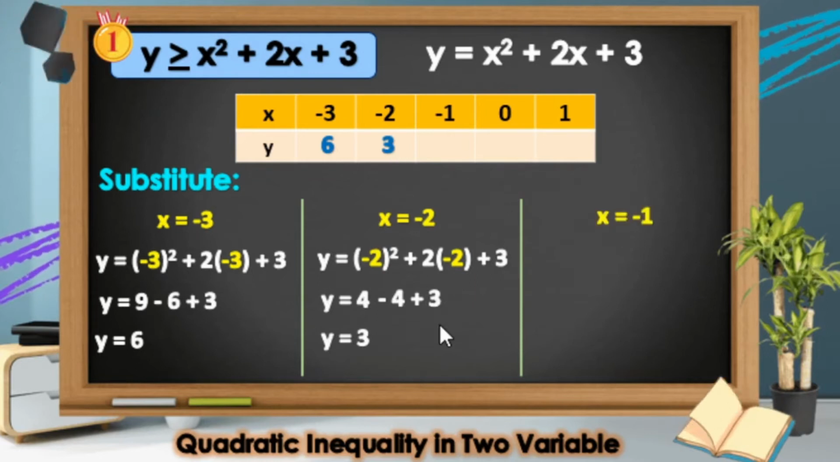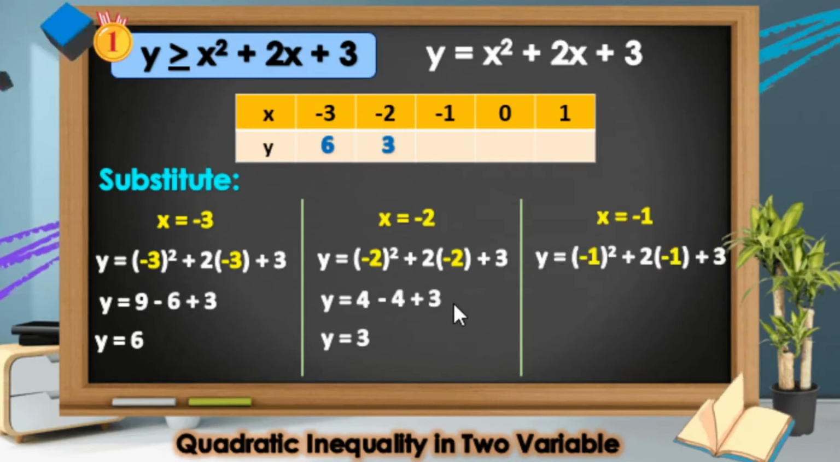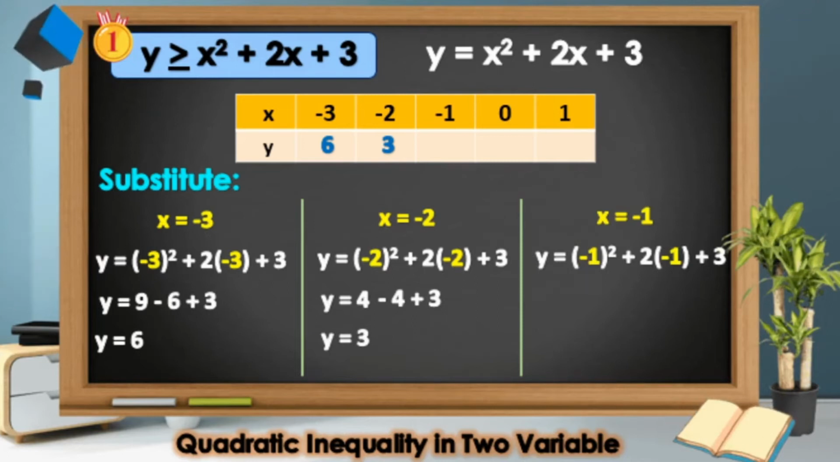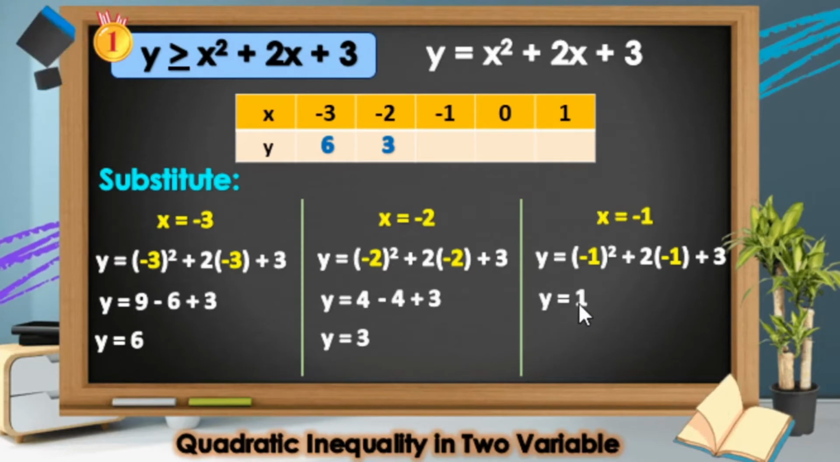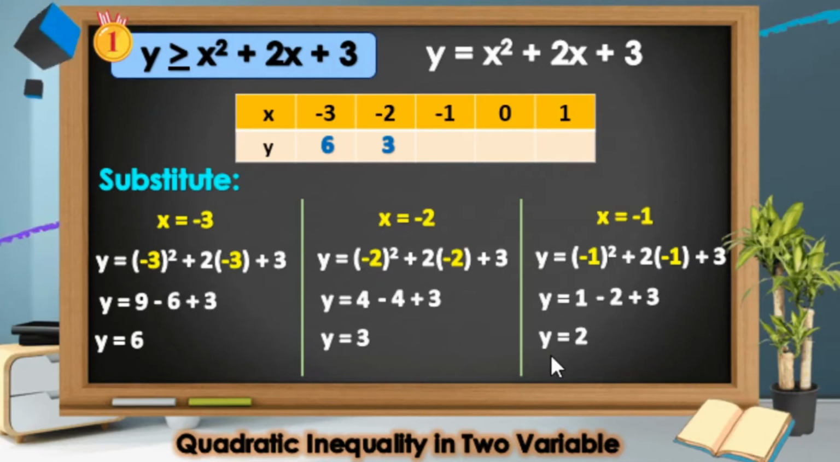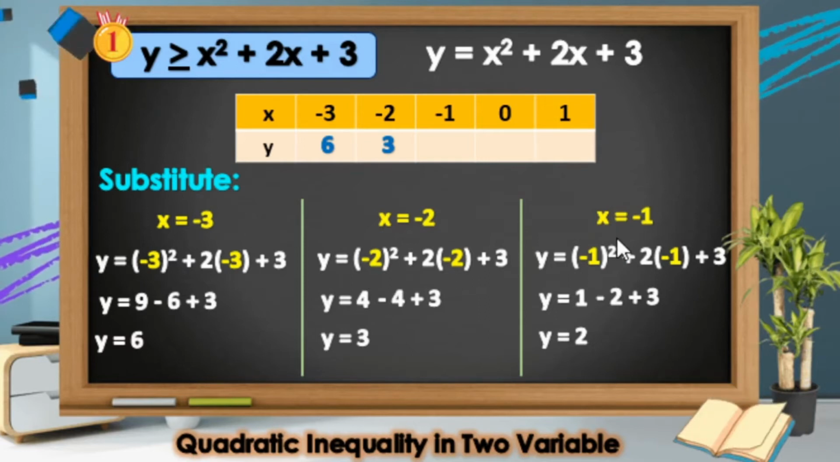Next, negative 1. So, substitute natin si negative 1 sa ating x. So, we will have y is equal to negative 1 squared plus 2 times negative 1 plus 3. Simplify. So, negative 1 squared is 1. 2 times negative 1 is negative 2, then plus 3. So, 1 minus 2 plus 3 is 2. Therefore, if the value of x is negative 1, the value of y is 2.